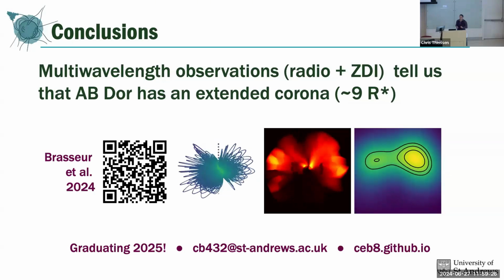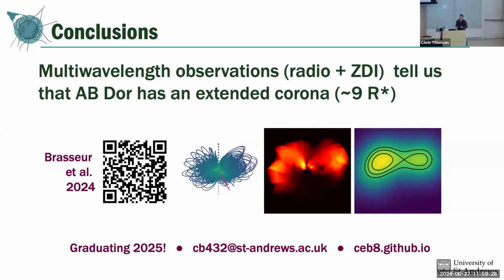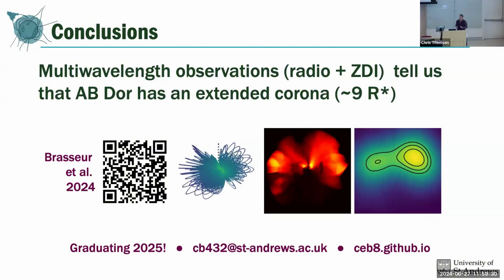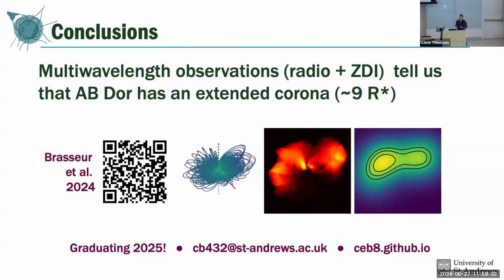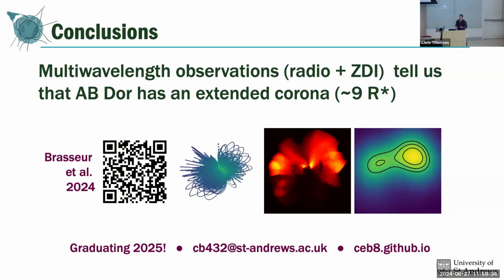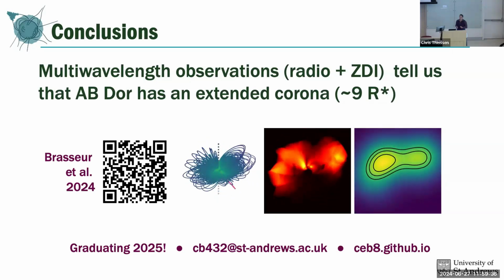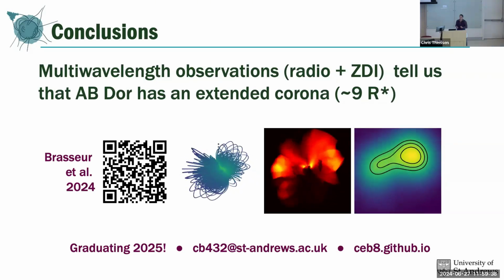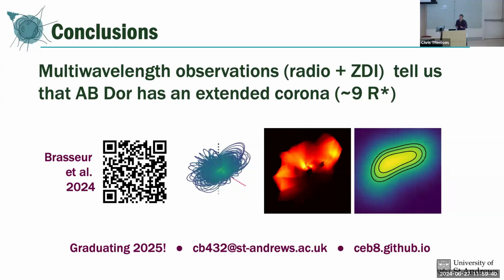Great work, Clara. Something I was thinking about was, have you thought about doing a stellar wind simulation for this? Because this is obviously going to alter the stability of these stars, those field loops. Any plans to do something like this?